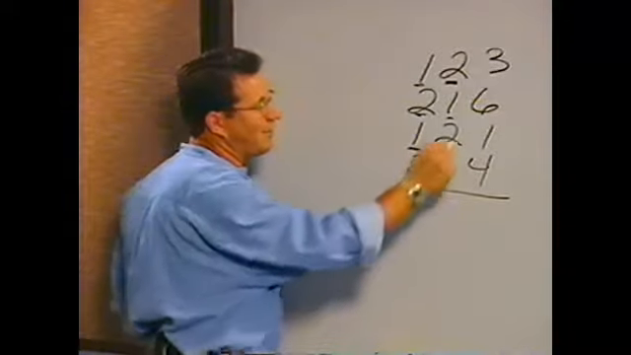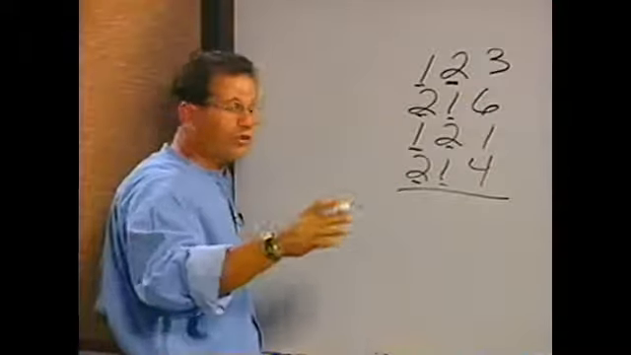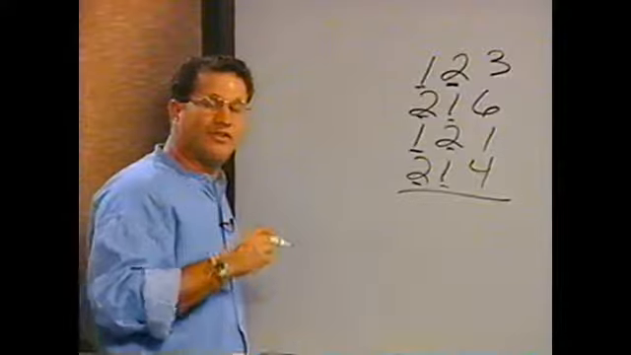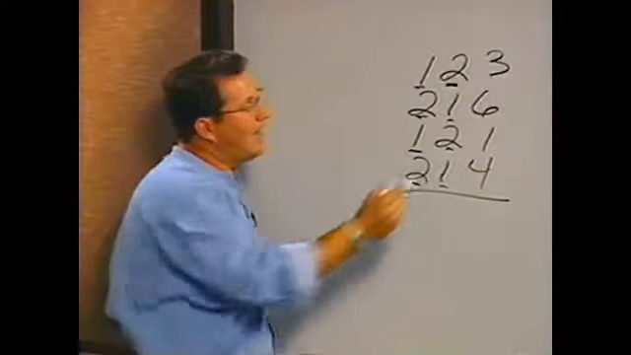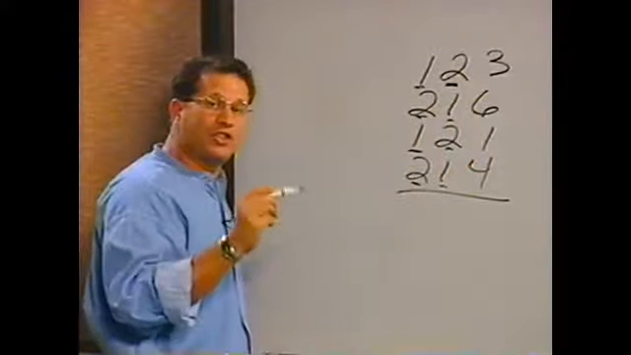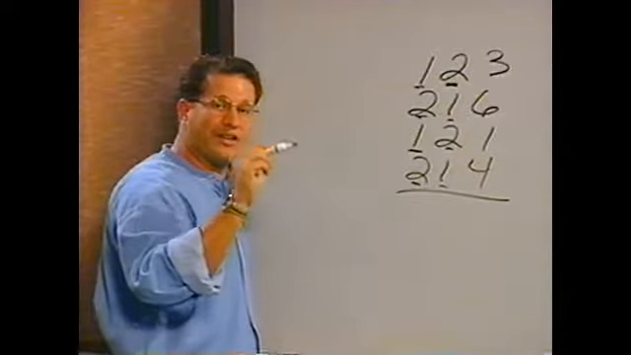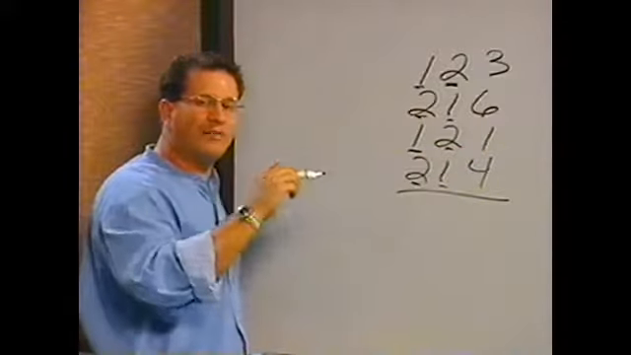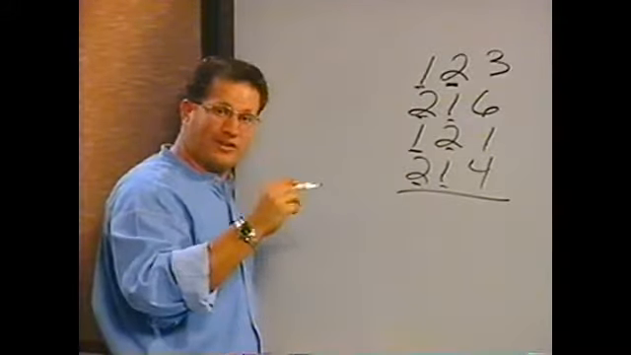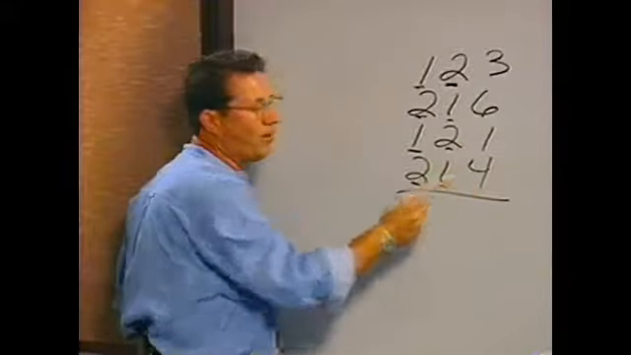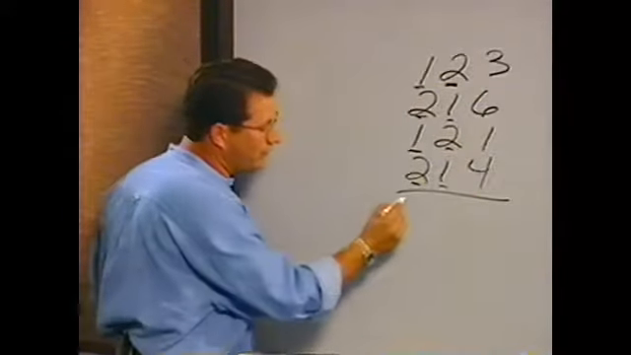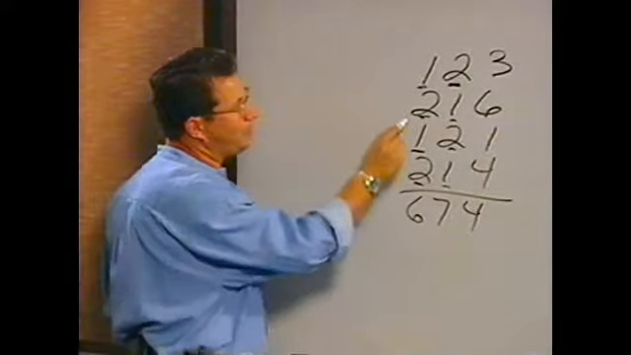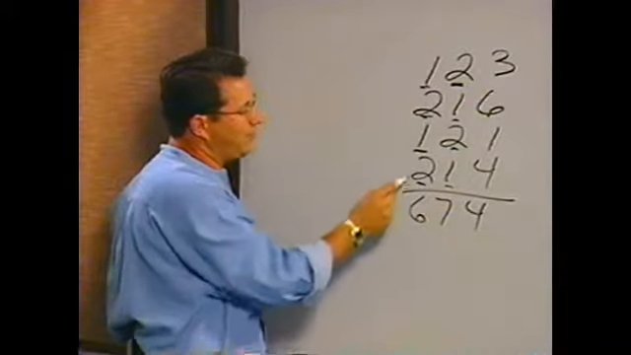Now you've got 660 and you go up to the ones. Now go slow through this. 660 plus 3 is how much? 663. Add 6 more. You should get 669. All right? And now we've got to add 1 more. What's 669 plus 1? 670. And then 4 more. 670 plus 4 will give you 674. That's the answer to 123 plus 216 plus 121 plus 214.